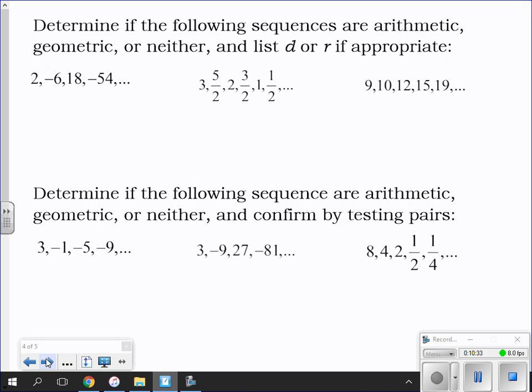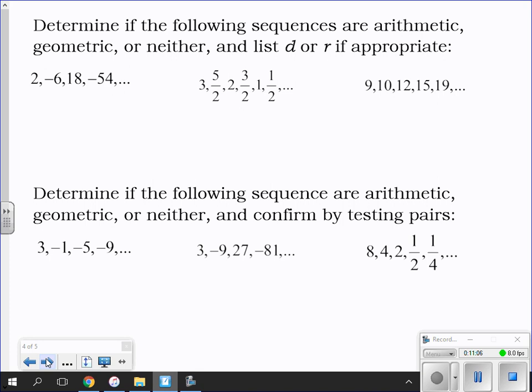So if I look at this first sequence here, to get from 2 to -6, and -6 to 18, I have a couple of choices. If it's arithmetic, I would be adding the same number each time. To go from 2 to -6, I would have to add -8. If I add -8 to -6, am I going to get 18? No. So it's not arithmetic because I'm not adding the same number each time. And here's the hint: if it changes sign each time, it will not be arithmetic. The best it could be would be geometric.